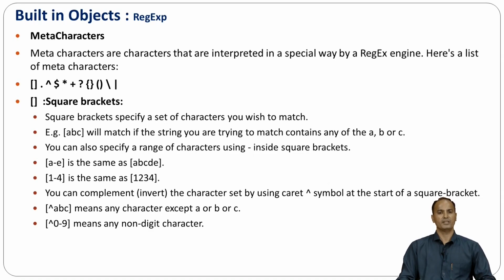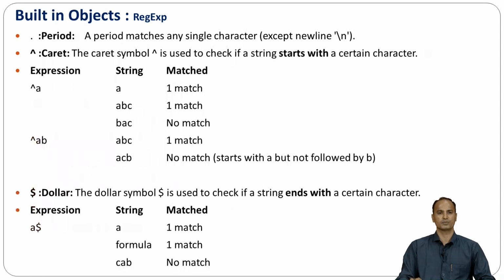You can complement, or invert, the character set by using the caret symbol at the start of the square bracket. So, [^abc] means any character other than A, B or C. This pattern will match characters other than A, B or C. In the same way, [^0-9] will match any non-digit character. This is the purpose of square brackets in a regular expression.